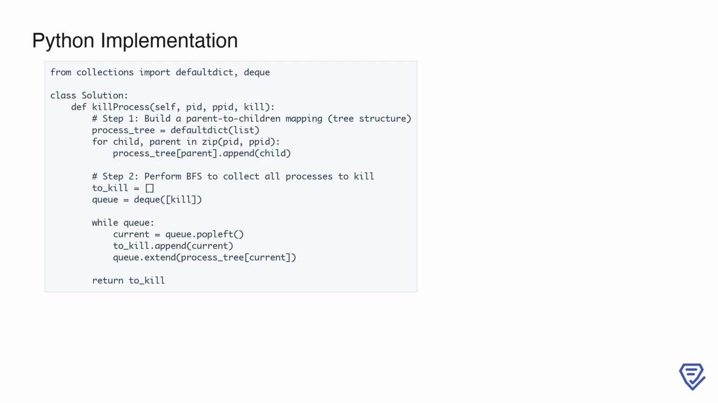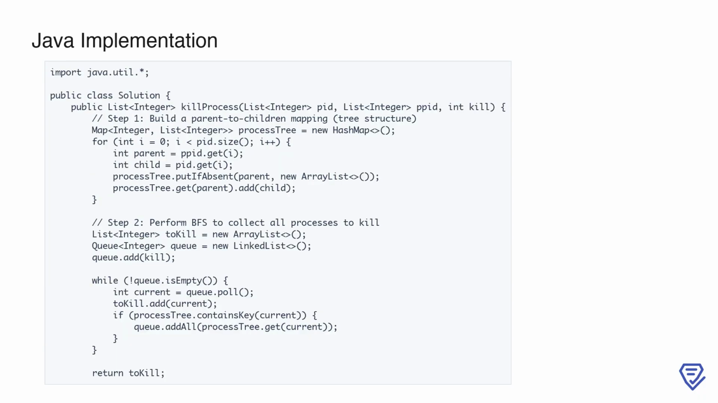This implementation handles edge cases, such as killing a process with no children, which returns a list with only the kill process, and a PID list with no parent-child relationships, e.g., all parents are 0. The code is concise, efficient, and adheres to the constraints of the problem. Here, we are implementing the solution to the kill process problem in Java.